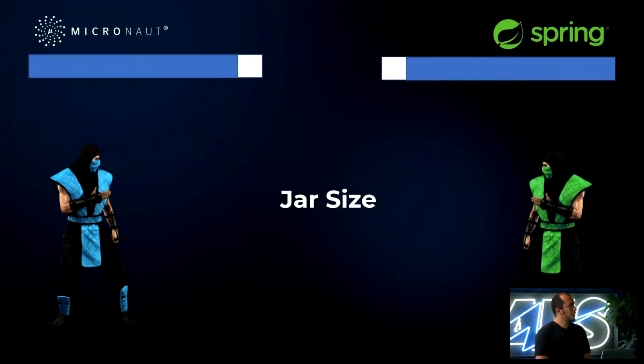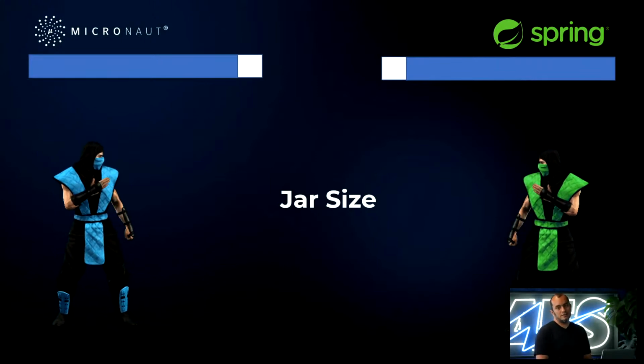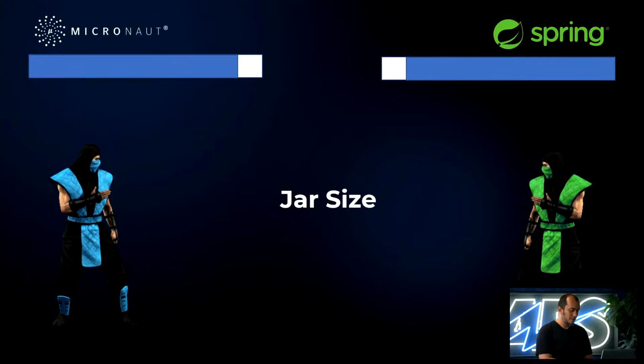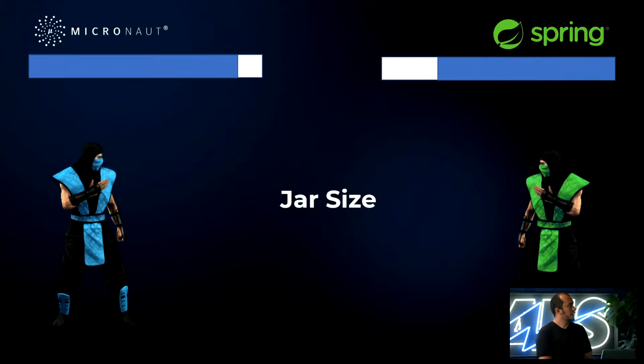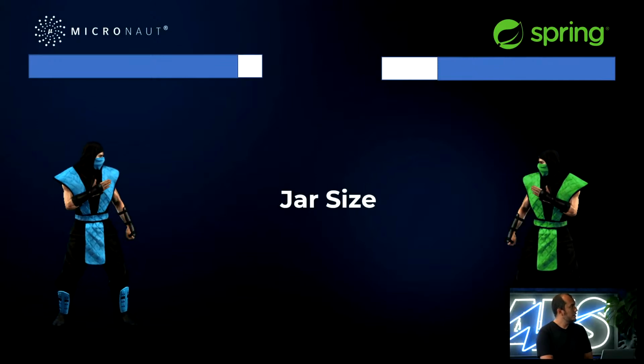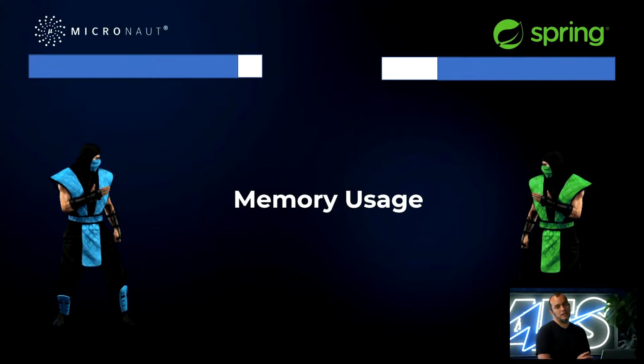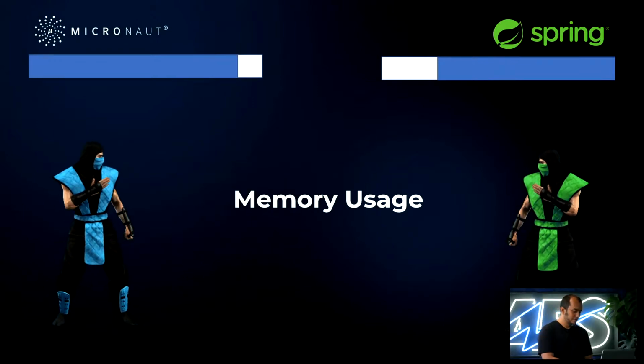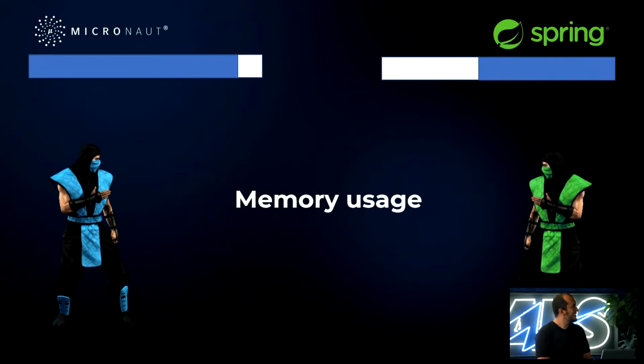Next one is the jar size. Again, Micronaut is better, so you can save money storing less in your storage. So again, Spring is getting hit. Next is the memory usage. Again, Micronaut is better. So toasty again.